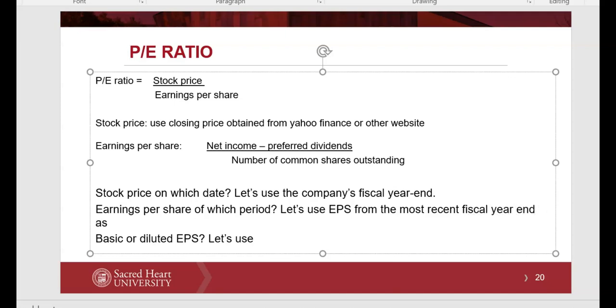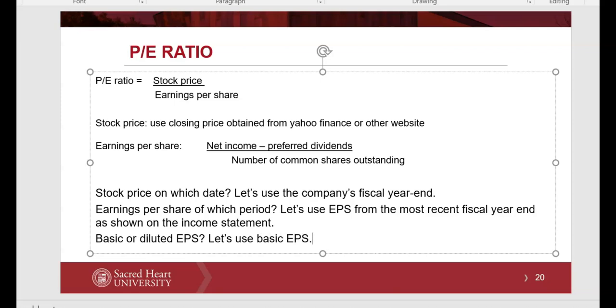And remember that earnings per share number is shown on the income statement. We haven't really used it much so far this semester. And if you look at earnings per share, you'll see that the companies have both basic and diluted earnings per share. Which one are we going to use? Let's use basic earnings per share.